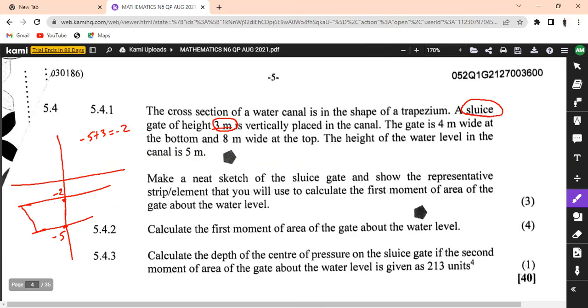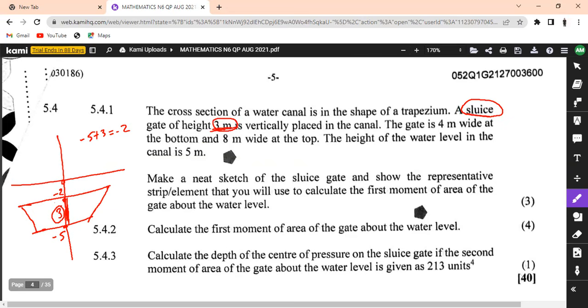So the height of the sluice is this one. This is the height that you're talking about. It must be 3 meters. In between, there must be 3 meters. So actually, the question is simply saying it is 2 meters below water level. They didn't mention that, but because of this information, we can take note.